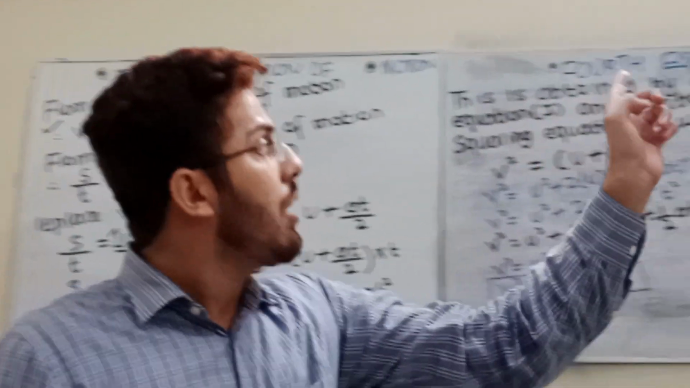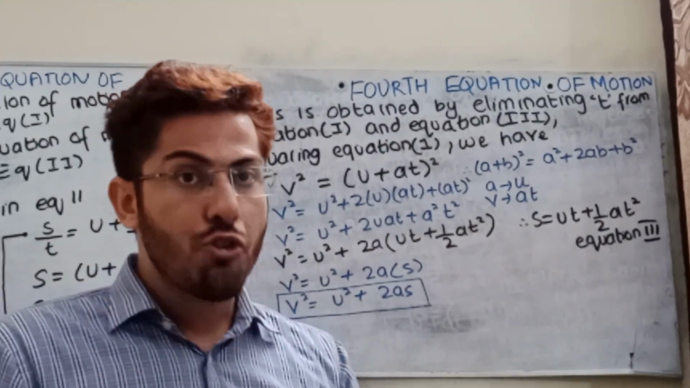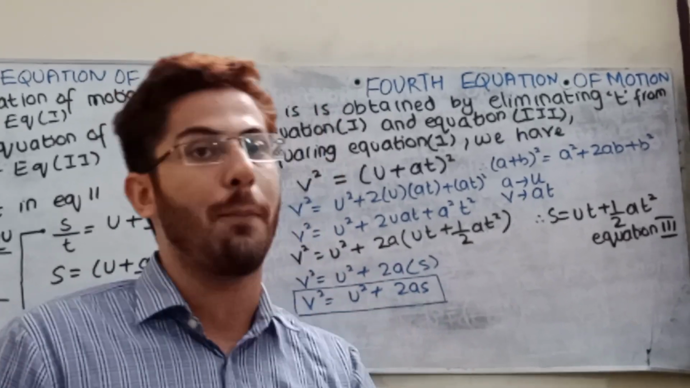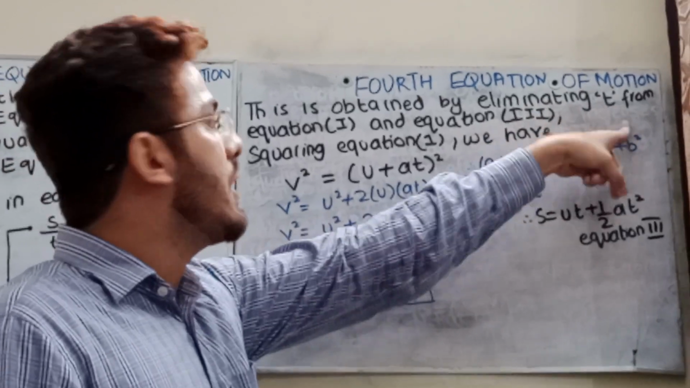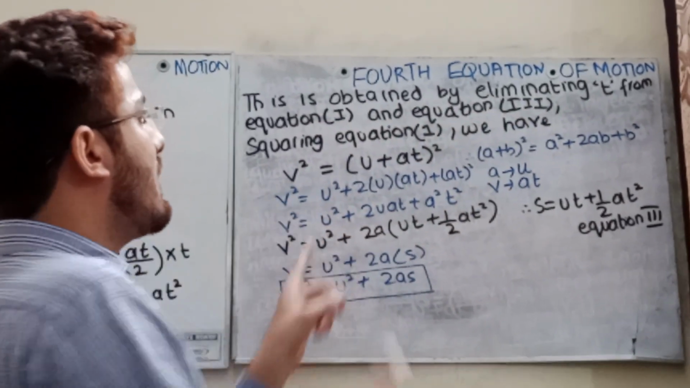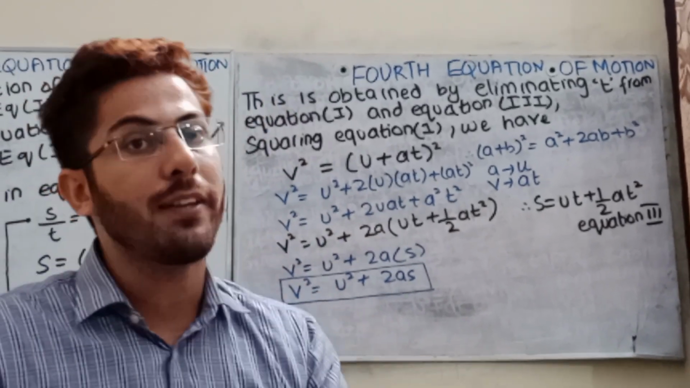Now moving towards, student, the fourth equation of motion. Then we are going to solve 3 to 4 questions where you can check yourself which equation of motion should be applied. Now this is obtained by eliminating t from equation number 1 and equation 3. Now student, do remember this is again equation number 1. You know that final speed is equal to initial speed plus acceleration times time.